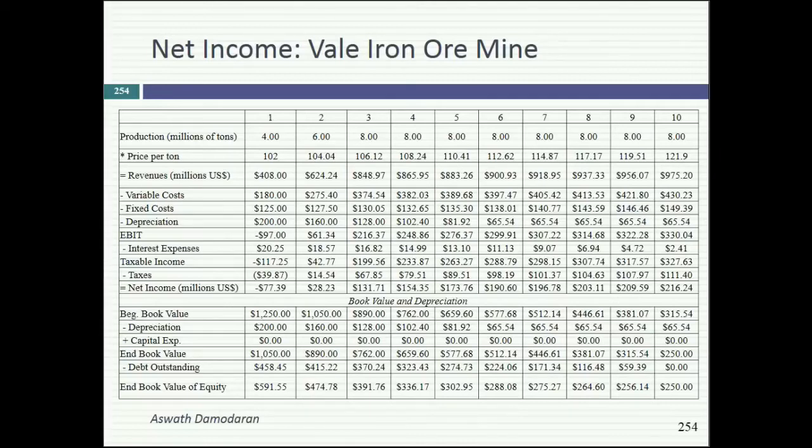I now do something I did not do in the Disney theme park. In the Disney theme park, I stopped with operating income, netted out the tax, came up with after-tax operating income. Here I subtract out interest expenses. Remind me again why I need to do that? Because I care about cash flows to equity. Cash flows to equity are after interest expenses. I subtract out the interest expenses. I come up with taxable income. What happens to principal payment? Why isn't it showing up here?